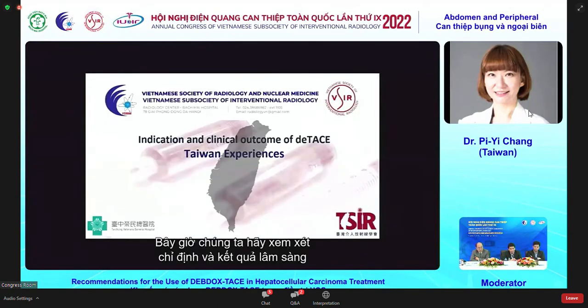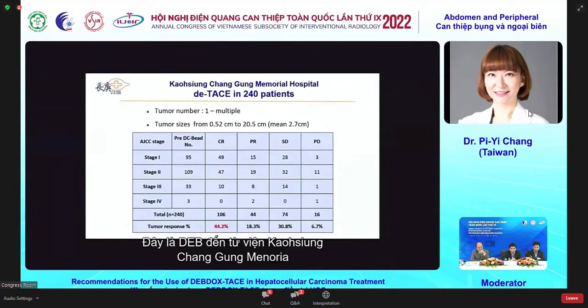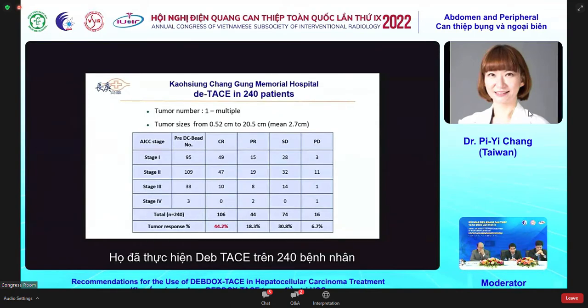Now, let's take a look at the indication and clinical outcome of DEBDOX-TACE in Taiwan. This is the data from Kaohsiung Chang Memorial Hospital. They have done DEBDOX-TACE in 240 patients with 1 to multiple tumors. The tumor size ranges from 0.5 to 20.5 centimeter. We can see that they can reach complete necrosis up to 44.2% by using DEBDOX-TACE, and partial response rate is 18.3%.